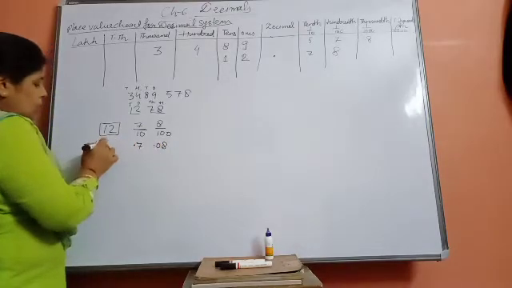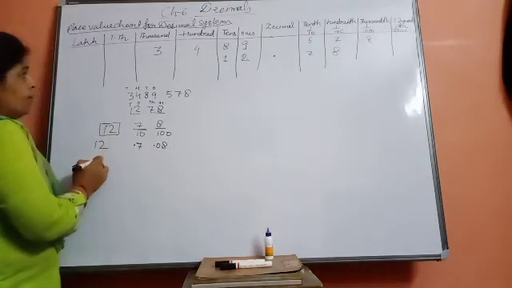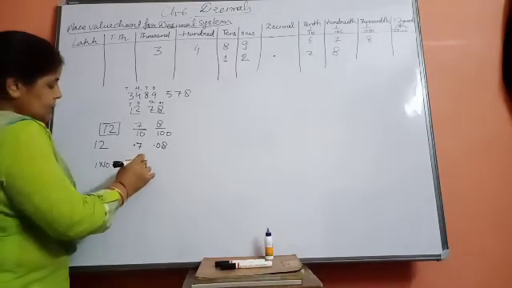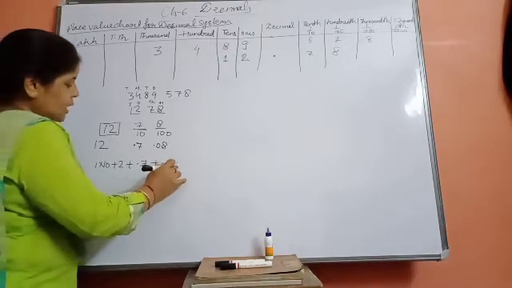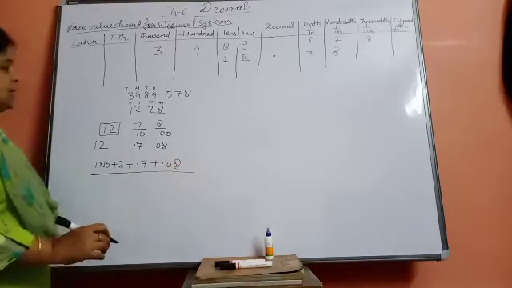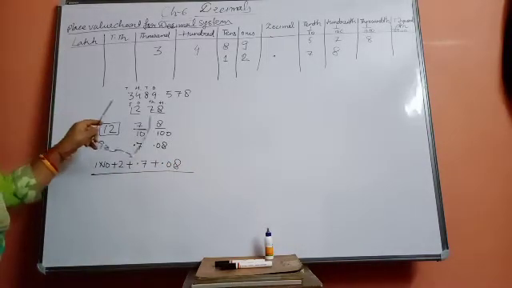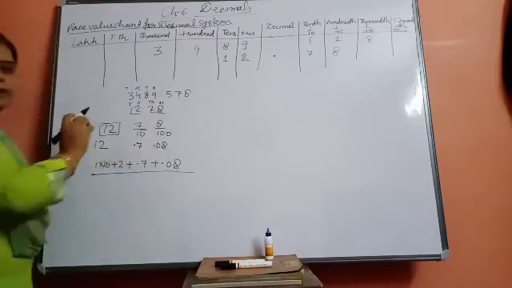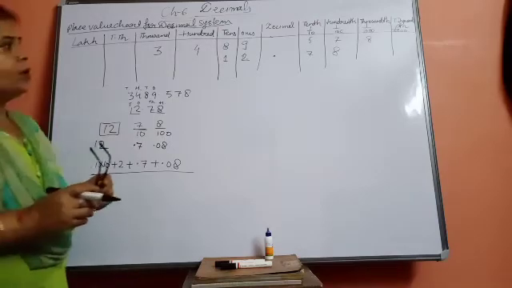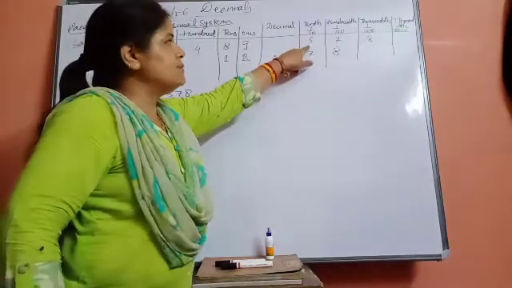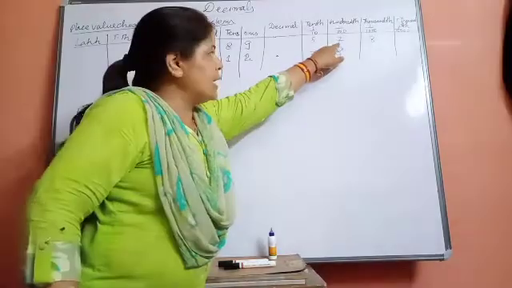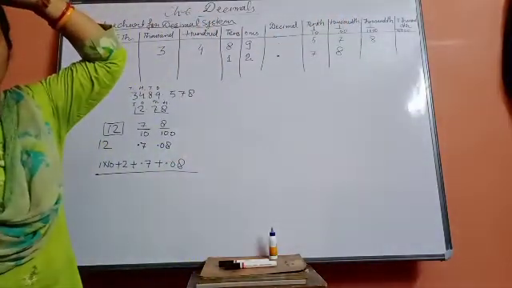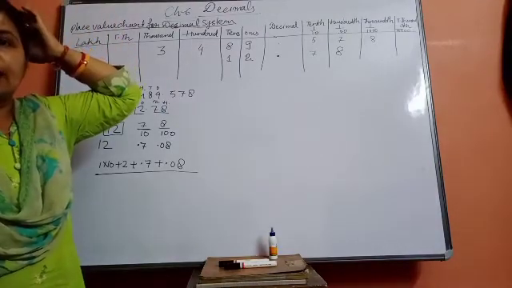And 12. So how can we write it? 1 into 10 plus 2 plus 0.7 plus 0.08. If we add all these things, we will get 12.78. That's why the part after the decimal is known as the fractional part, because you can see that the numbers are dividing. The first number is divided by 10, the second number is divided by 100, the third number is divided by 1000, and so on. Okay, now we are coming to the exercise.